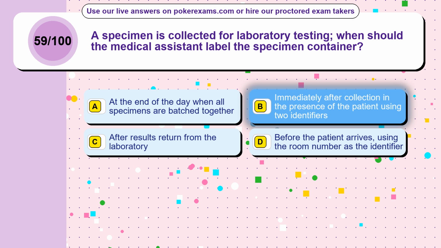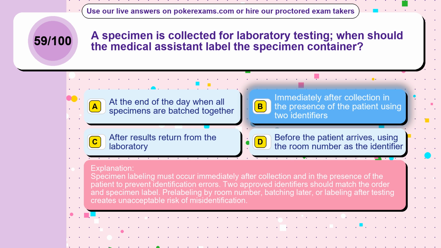The correct answer is option B. Immediately after collection in the presence of the patient using two identifiers. Specimen labeling must occur immediately after collection and in the presence of the patient to prevent identification errors. Two approved identifiers should match the order and specimen label. Prelabeling by room number, batching later, or labeling after testing creates unacceptable risk of misidentification.